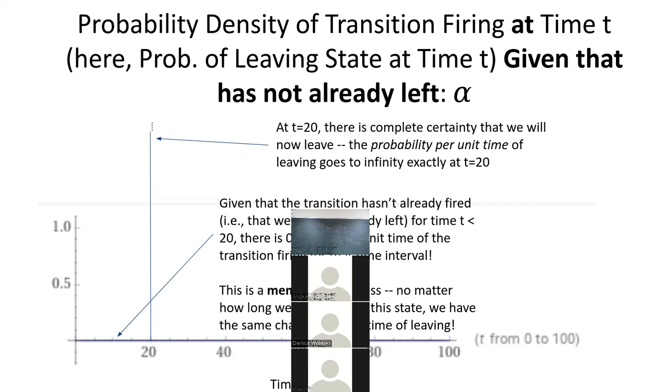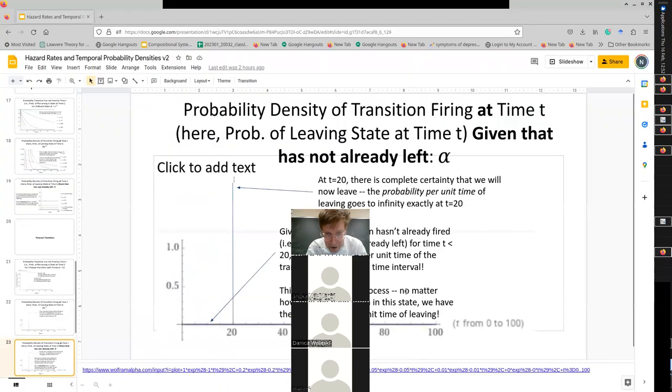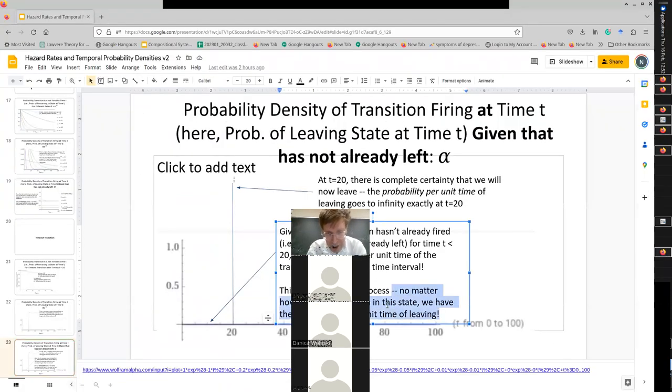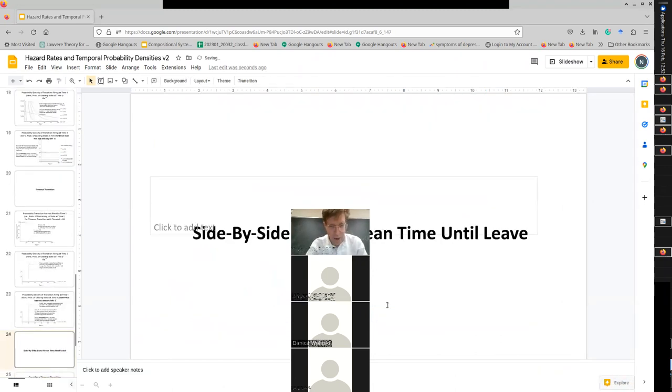Given that you haven't left yet, the chance that you will leave in the next little bit also goes to infinity at time 20. You will leave in the next little bit if you've been here for 20 years. This is a memory-full process. No matter how long we've been in the state, it exactly determines whether you leave.